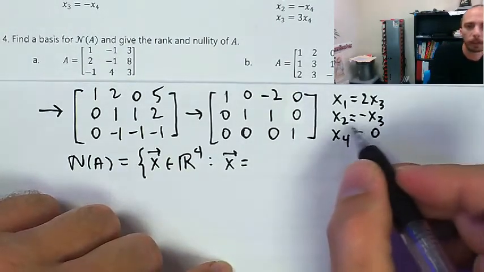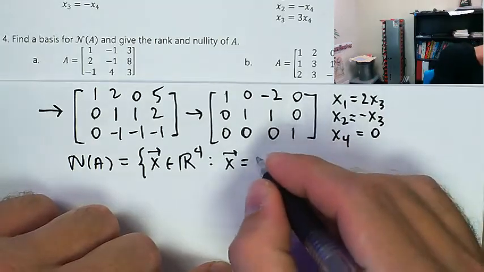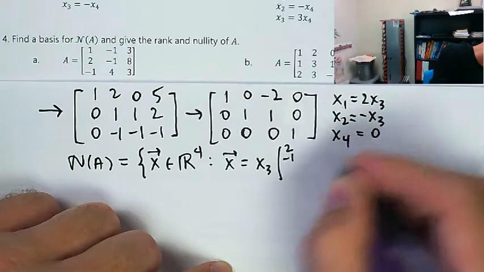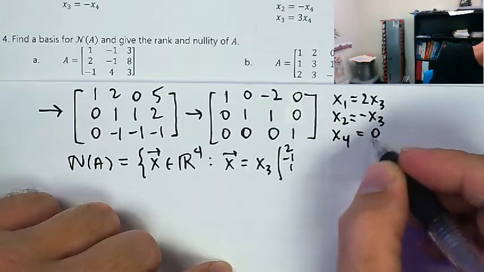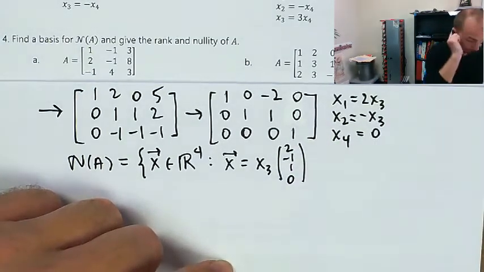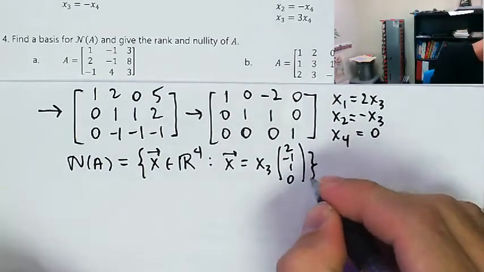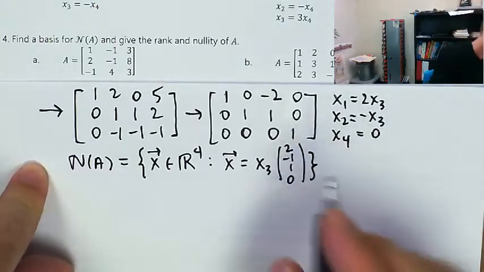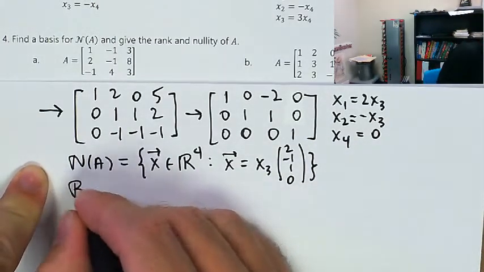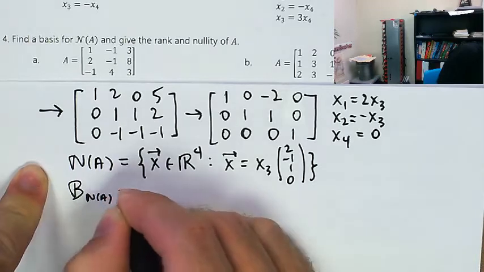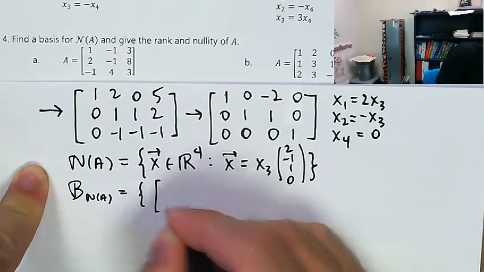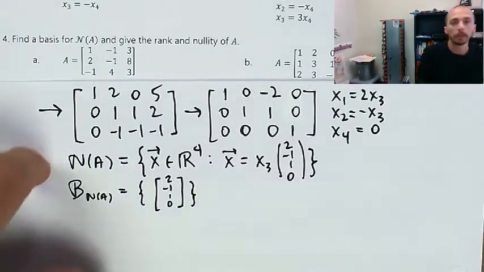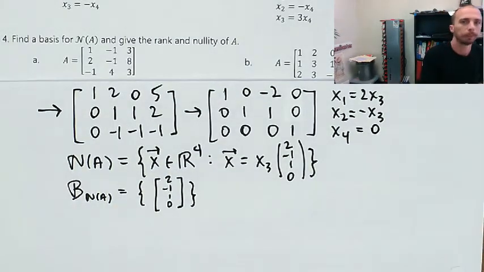I didn't really write that in there, but that's the independent variable right in there. x3 times 2, -1, 1, and 0 because x4 has to be 0. So it's the set of all multiples of this vector. So this vector spans the null space. And the set that has just that vector in it, 2, -1, 1, 0, will be a basis for the null space because it's an independent set.